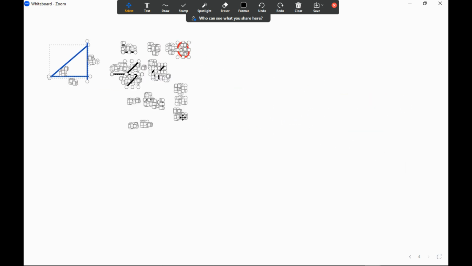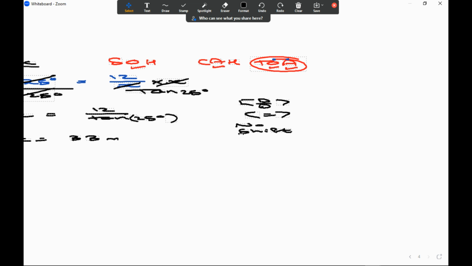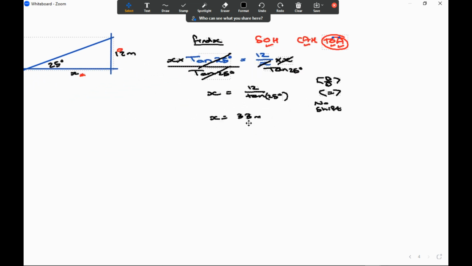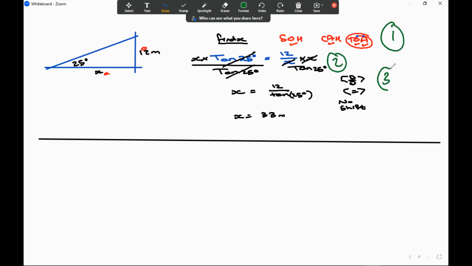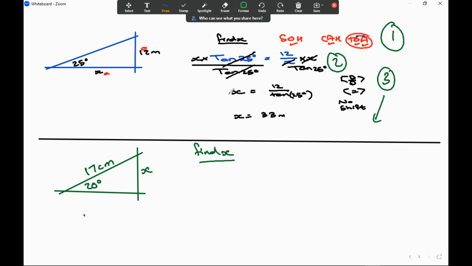All right, keeping that in mind, I want you to try the next example. Step 1, don't forget, choose the correct one. Step 2, write it down. And step 3, simplify to get x. Okay, so here's another triangle. I'm telling you this is 20 degrees. This is x. And this over here is, let's say, 17 centimeters. Find x. Calculate x. Here we go.